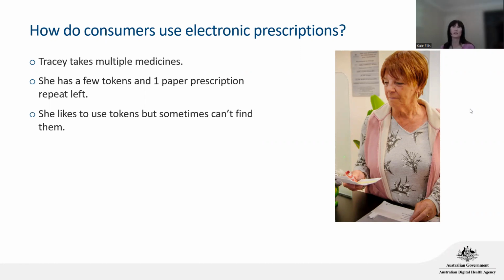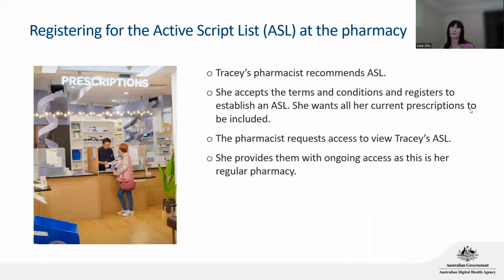She likes to use tokens, but sometimes she has a little bit of trouble finding them, or she gets confused between which token is what. So she's decided to go to her regular pharmacist, and the pharmacist said to her, look, I actually do think the active script list would be a good choice for you. So she's signed up, she accepts the terms and conditions, and she wants all of her current electronic prescriptions to be included. Basically, the pharmacist uses that to provide her medicines and pretty much gives her ongoing access. And that's ongoing access for electronic prescriptions.